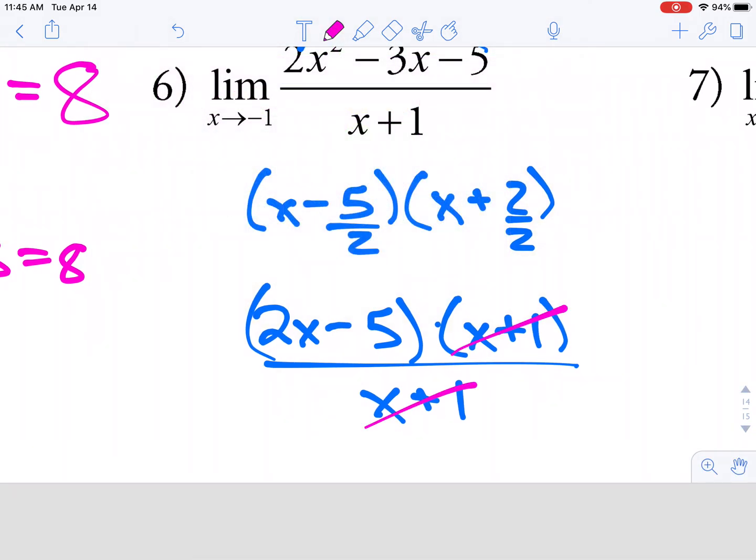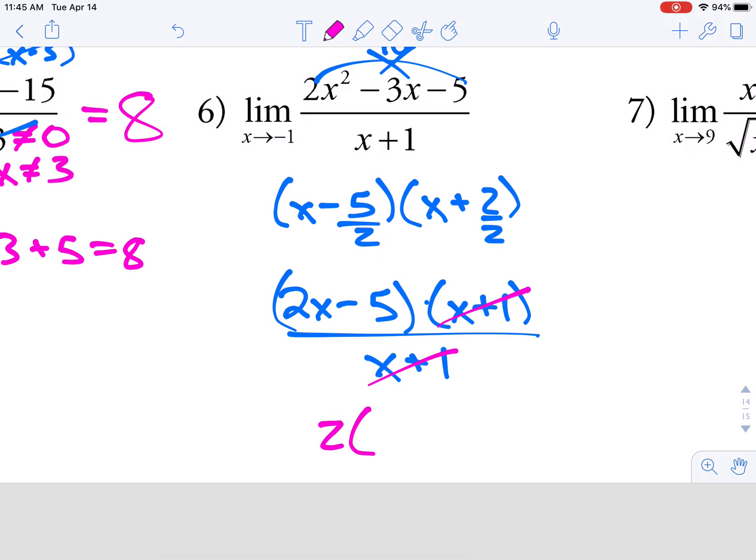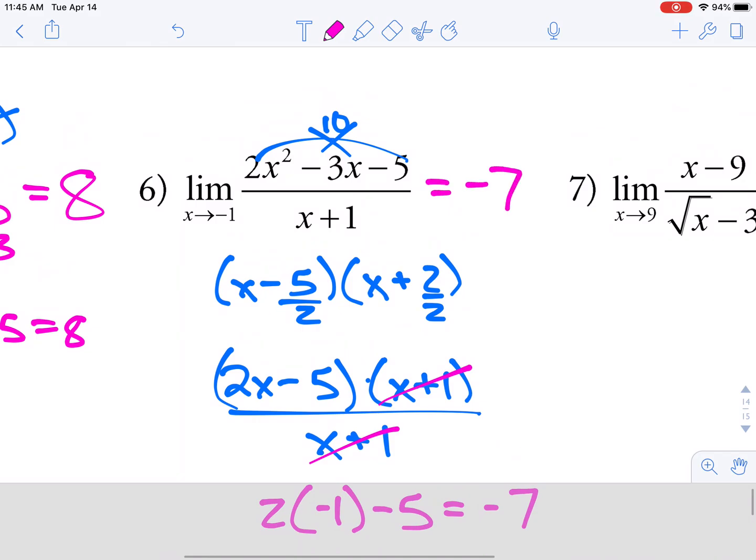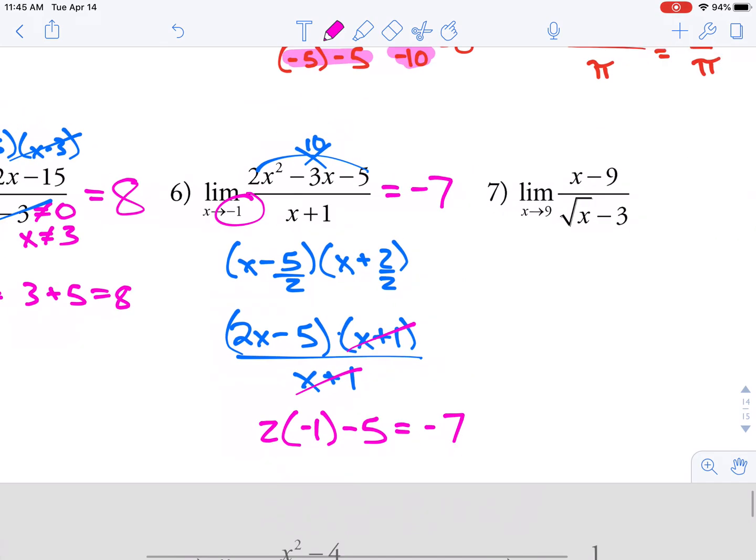We can cancel out x plus 1, so now we can plug it in. So 2 times the -1 minus 5 gives us -2 minus 5, which is -7. So our limit here would be -7, because we had to plug in -1.